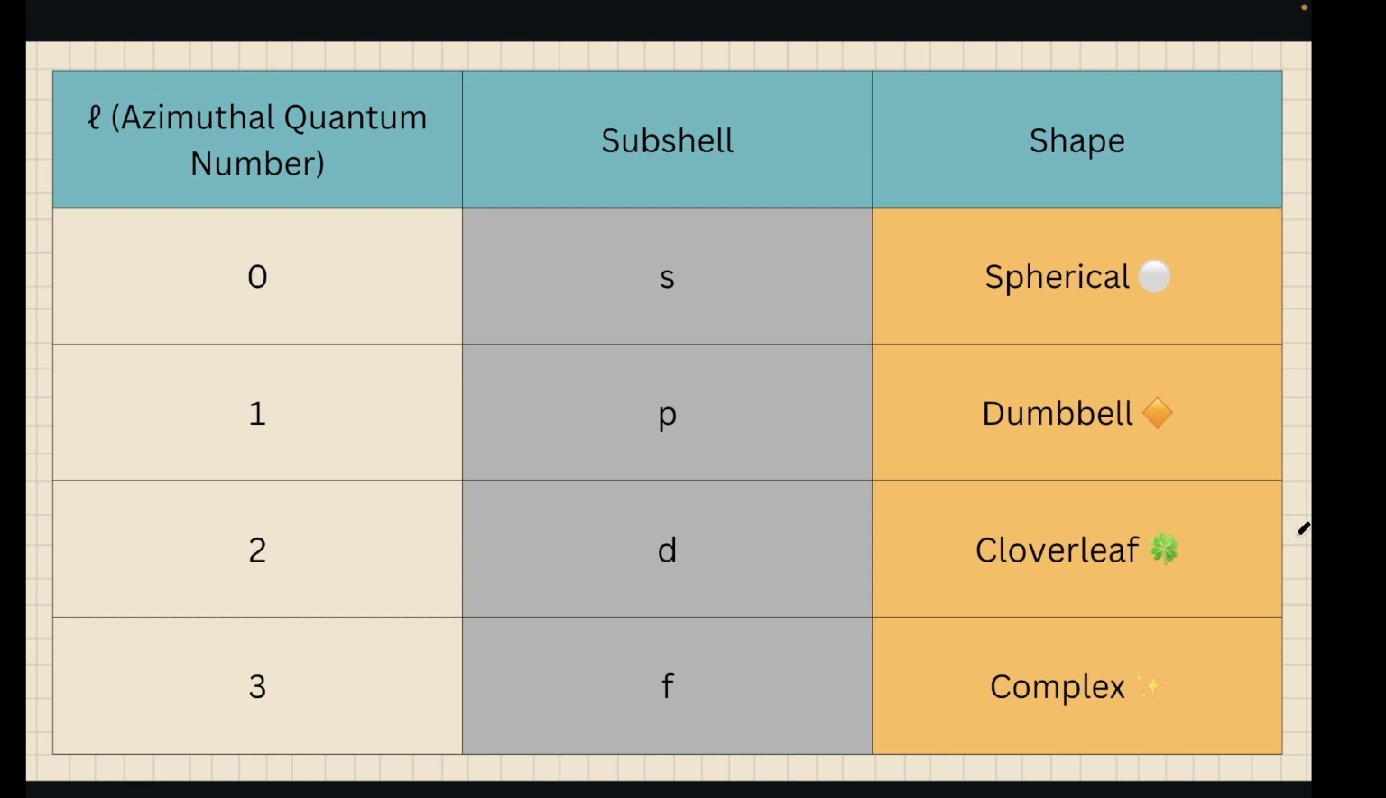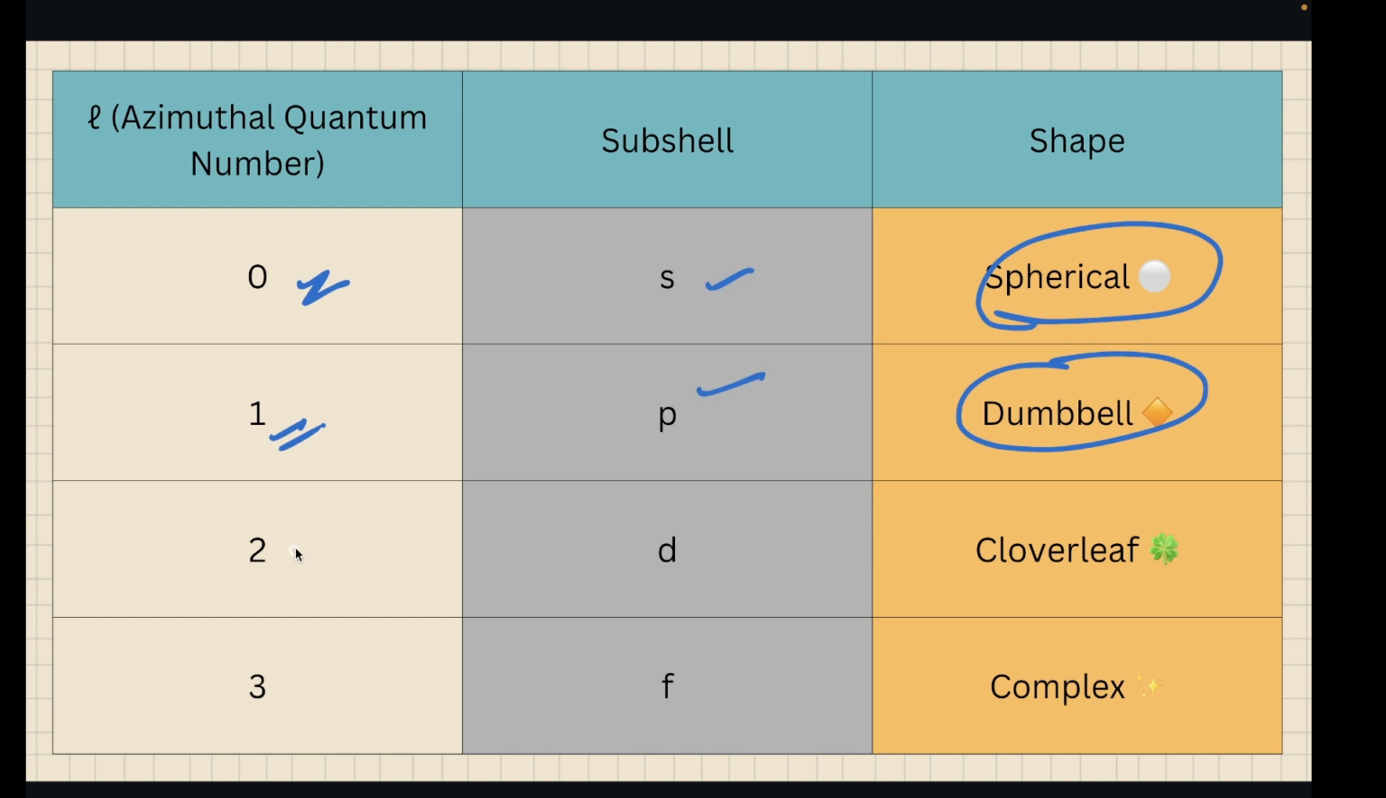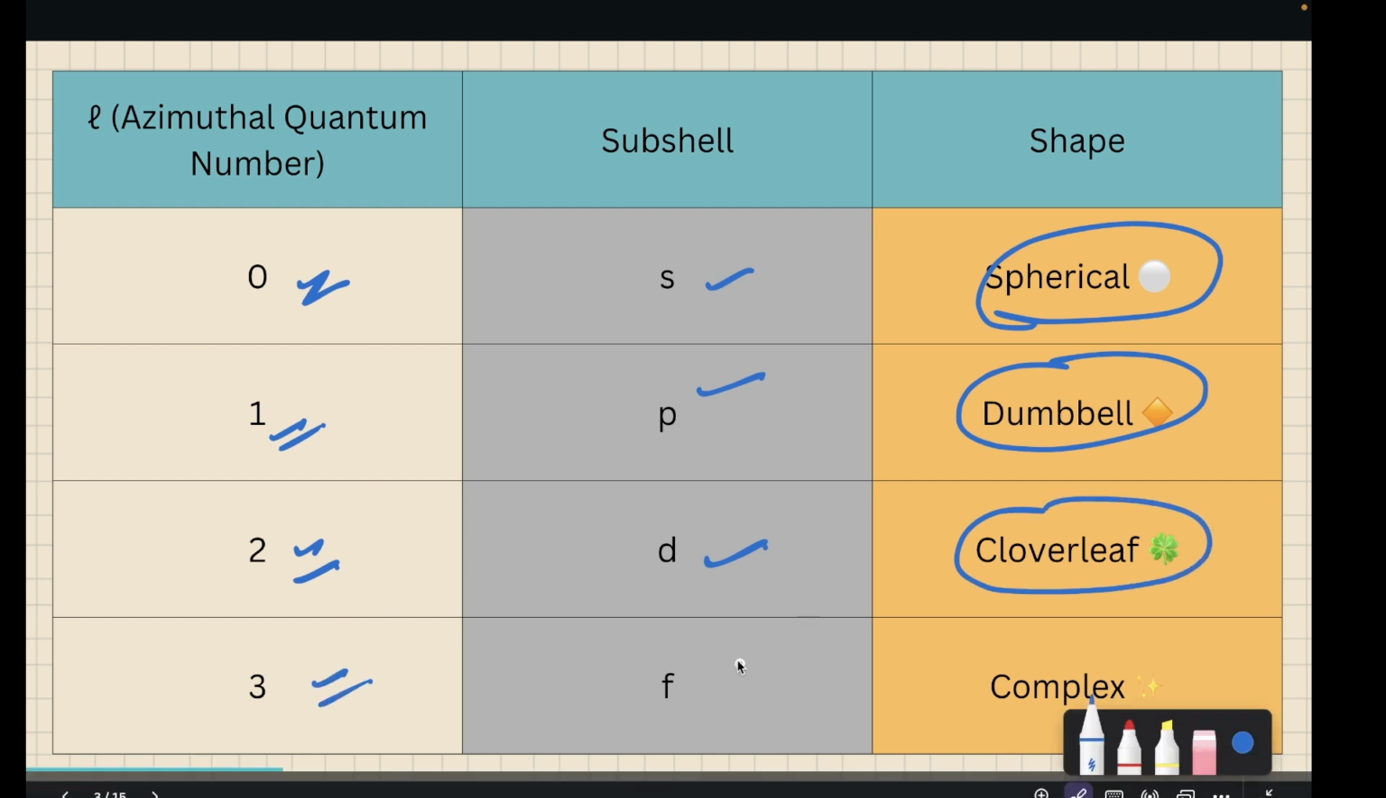So, as we know, for l = 0, there will be the s subshell, which is spherical in shape. For l = 1, there will be the p subshell, which is dumbbell shaped. For l = 2, there will be the d subshell, which is clover leaf in shape. For l = 3, there will be the f subshell, which is complex in structure.